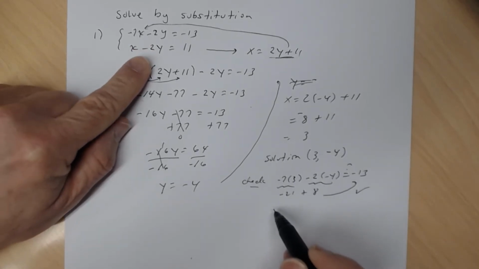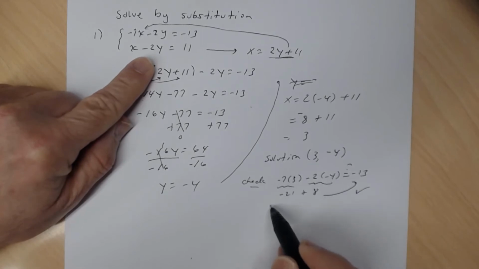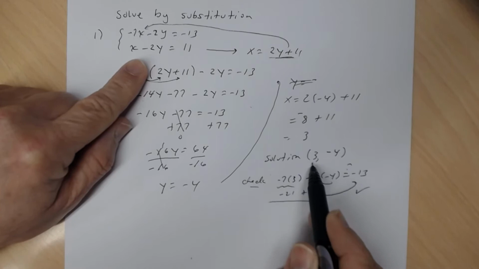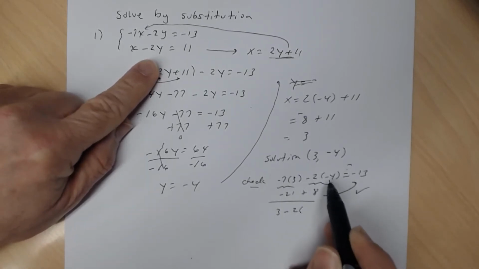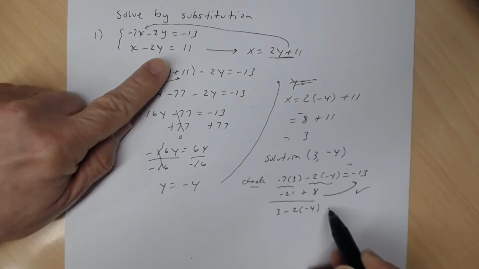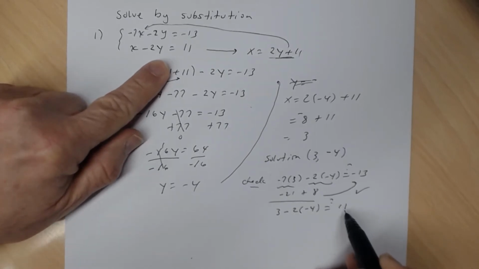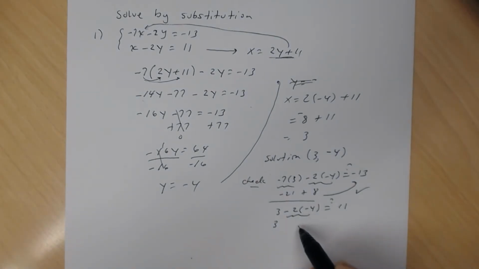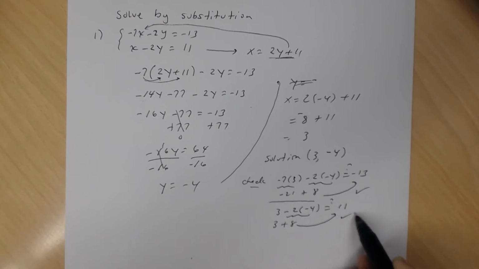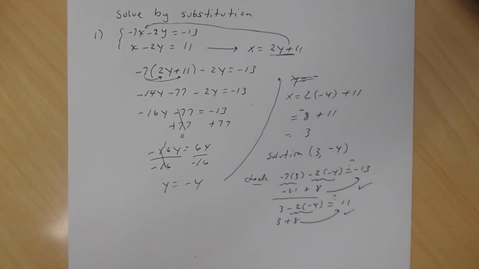So the second equation is x minus 2y. So x, which is 3, minus 2 times y, which is -4. And again, you want to see that it's going to equal 11 in this case. So I get 3, minus 2 times -4 is +8, and 3 plus 8 is equal to 11. Okay, so that's number 1.